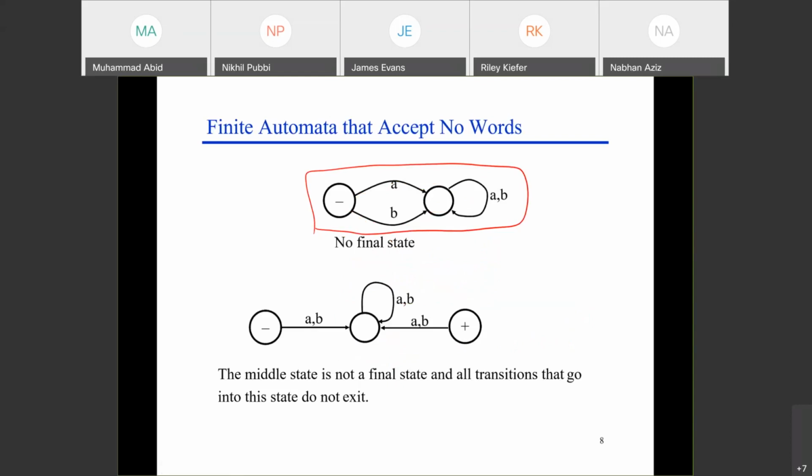So Nabhan, is this a valid FA or not? Nabhan Aziz, is this a valid FA or not? It seems like it. The middle is the final state, but I don't think so. So you are saying this is a valid FA? I'm still thinking. I don't think it is. So you think it is not a valid FA?